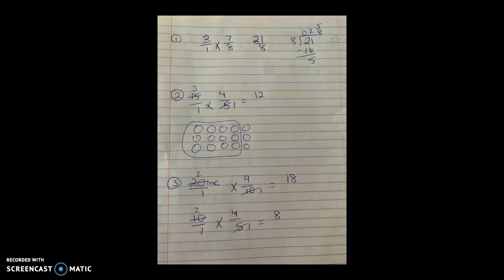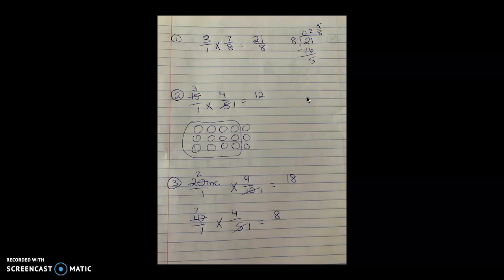When you have a remainder, you're going to put the remainder on top of a fraction and the divisor on the bottom. So this remainder 5 goes on top. The divisor 8 goes on the bottom. So my answer is 2 5/8.